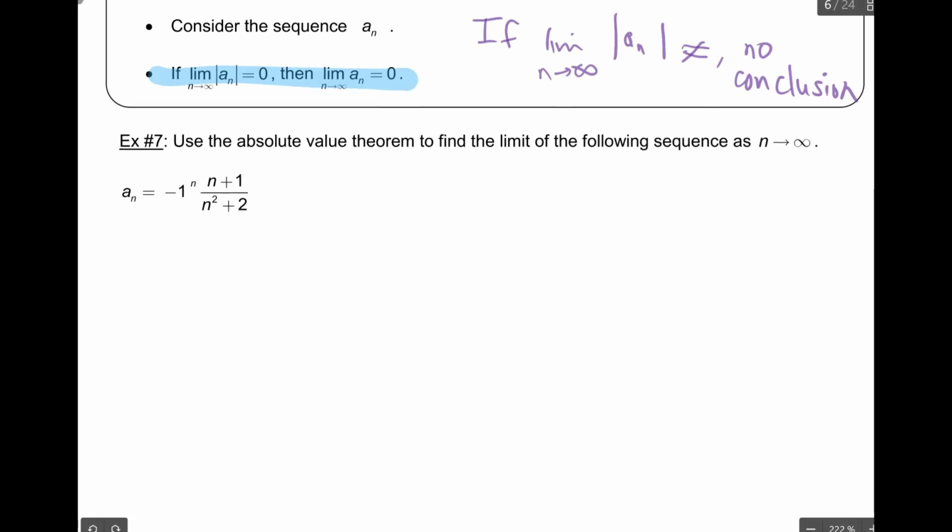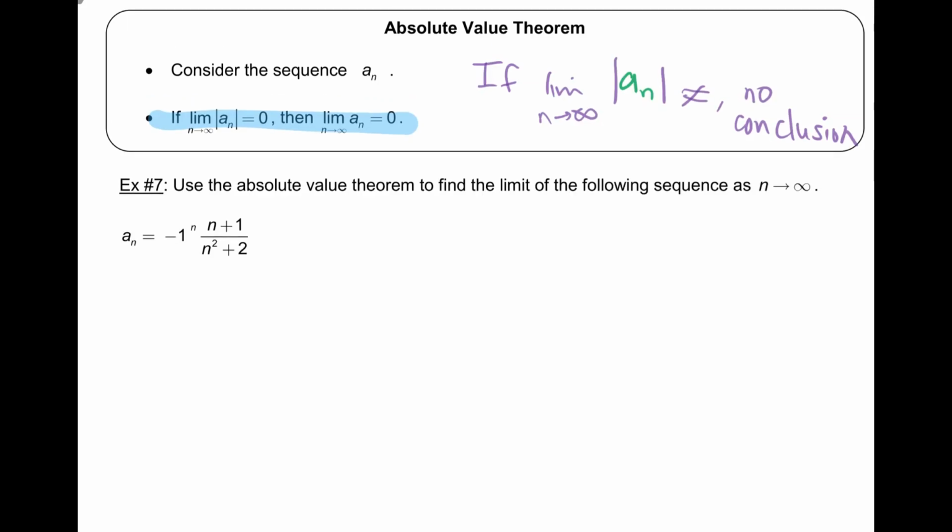Here we go. So it doesn't equal zero. If the absolute value of a of n doesn't equal zero, we can't draw a conclusion. But if the limit of the absolute value of the nth term goes to zero, then we can say the limit will go to zero. So it's just the absolute value theorem. Definitely glance in your book. It talks about it a little more. All right, so we can use that here.